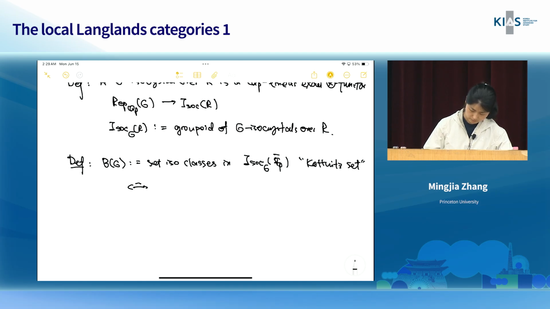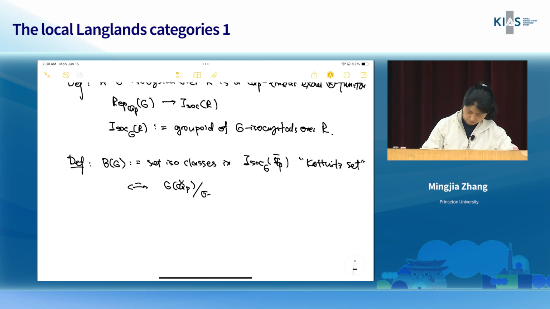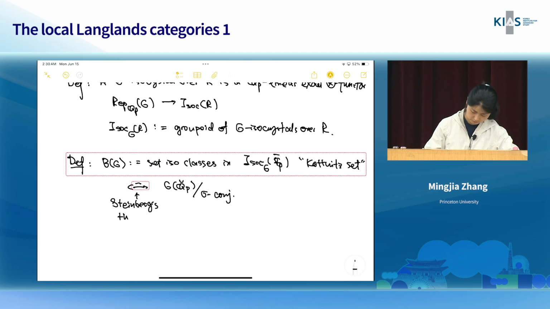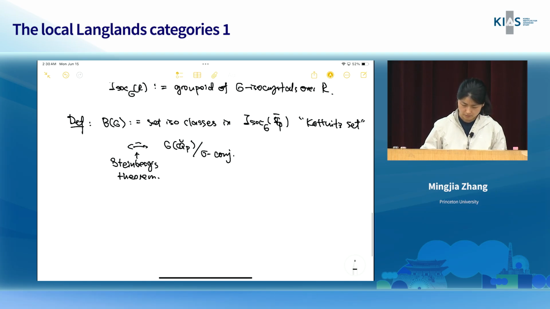So, and this can be described more concretely, similar to what we've seen before, as the Q_p-breve points of G modulo sigma conjugation. And the reason for this is that one has Steinberg's theorem, which tells us that G torsors over Q_p-breve are all trivial. So again, you can classify these G isocrystals just by Q_p-breve points of G modulo sigma conjugation.